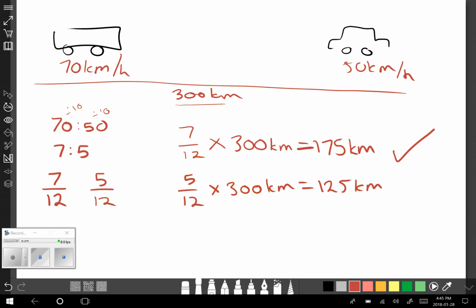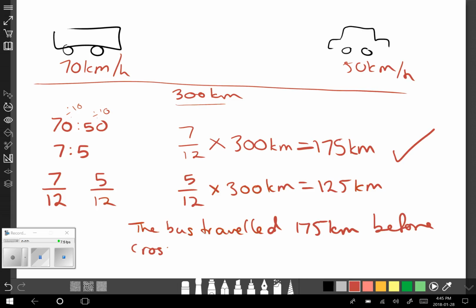So how far did the bus travel? If I was answering this problem, I would write, the bus traveled 175 kilometers before crossing paths with the car. Okay? And depending on the problem, I might have to also write a sentence about the car.